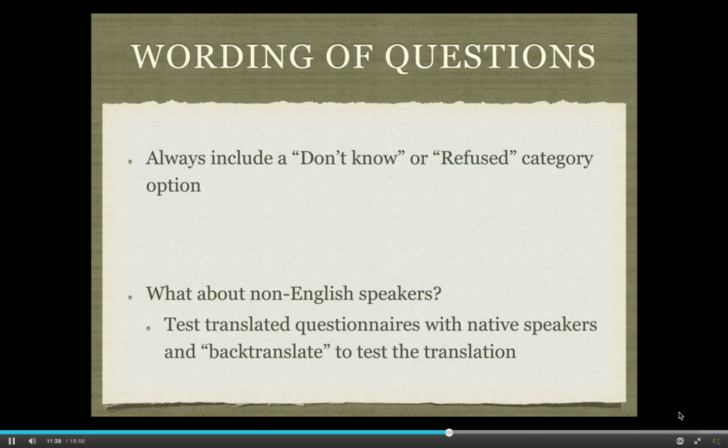What about non-English speakers? If you're asking your question or conducting your survey in a population that might have people of different nationalities who don't have English as their first language, then you might want to test translate questionnaires with native speakers. So back translate to test the translation, or you might want to ensure that the language is simple enough that non-English speakers or people who are not English dominant can understand.